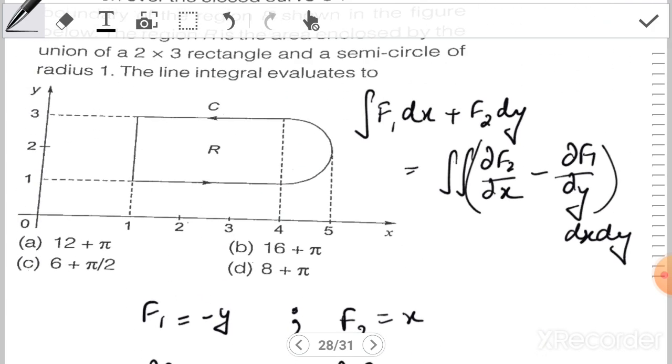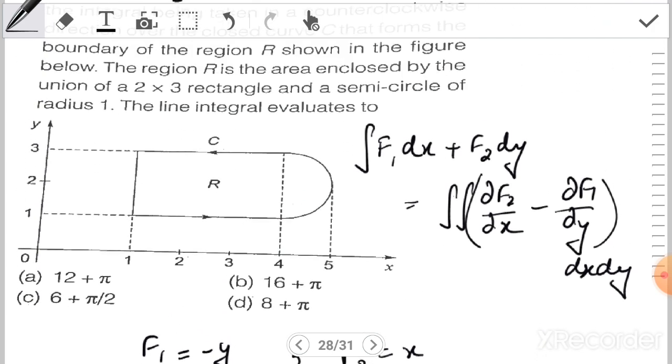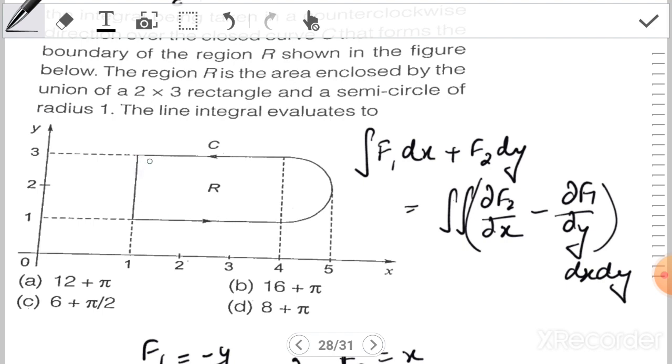The area can be evaluated from this figure. So this is a rectangle, and we need to find this area. This is a rectangle with length 3 and breadth 2, so the area is 6 units.